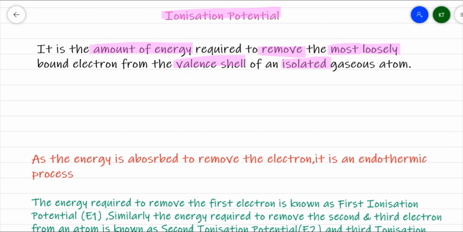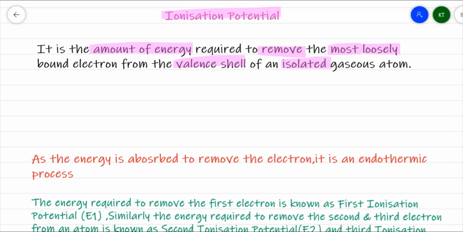Now generally, if the atom is in a combined state, then we'll be spending some energy to overcome the force of attraction, which will not be a true measure of ionization potential. That's the reason we are using an isolated gaseous atom, because in the gaseous state the forces of attraction present between two atoms are very minimal, and the energy which I provide will be the true measure of the energy required to remove the electron.